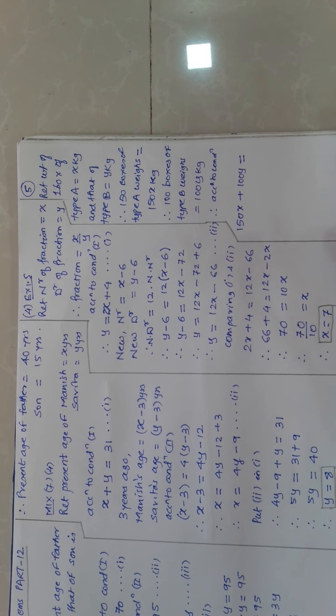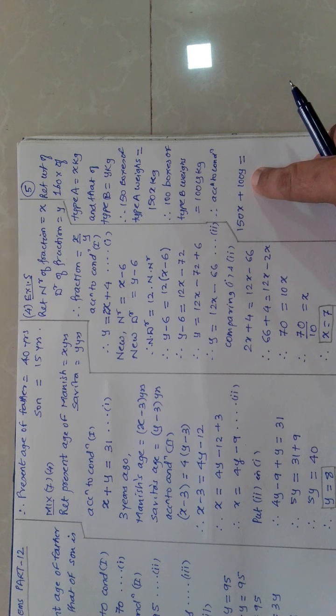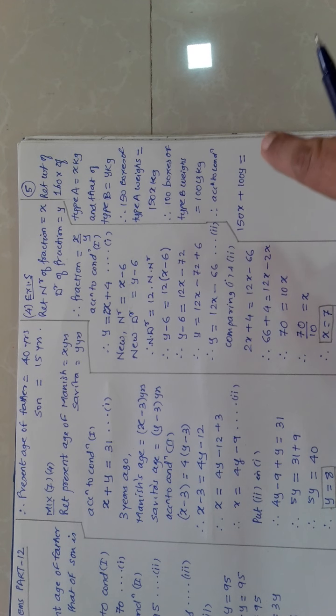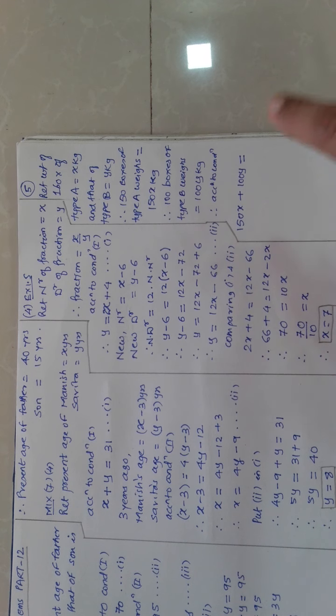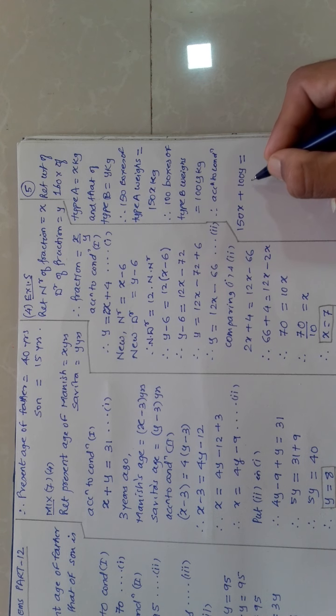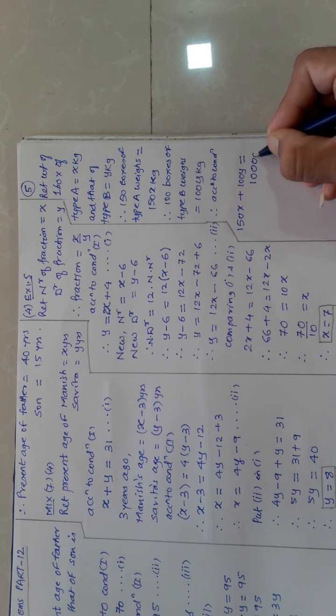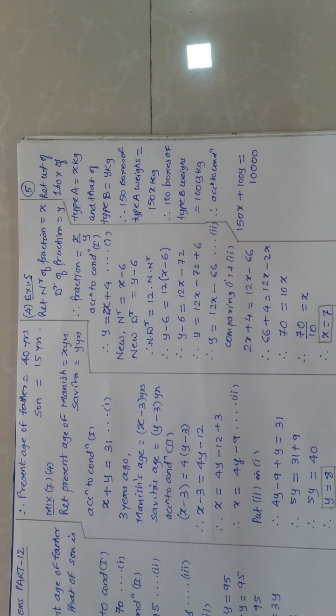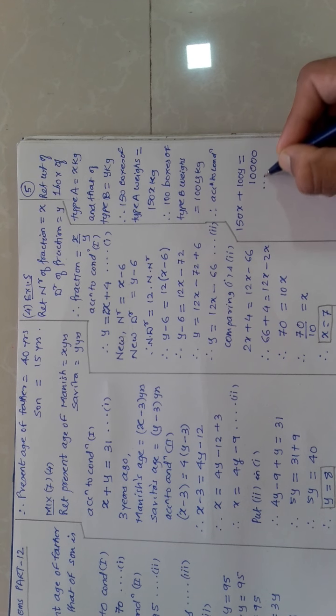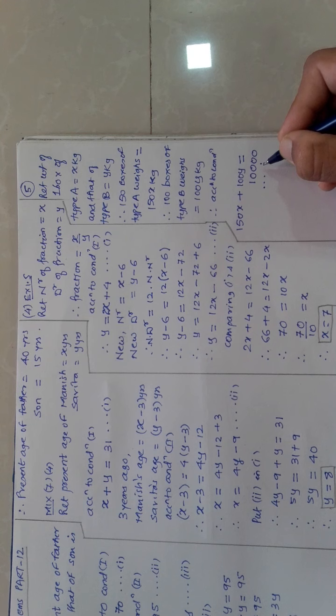Now remember what I said here. This is in kg, this is in kg. So now you cannot take tons, you have to convert it into kg. 1 ton is equal to 1000 kg. So obviously 10 tons will be 10 into 1000, that is 10,000 kg. This is your first one.